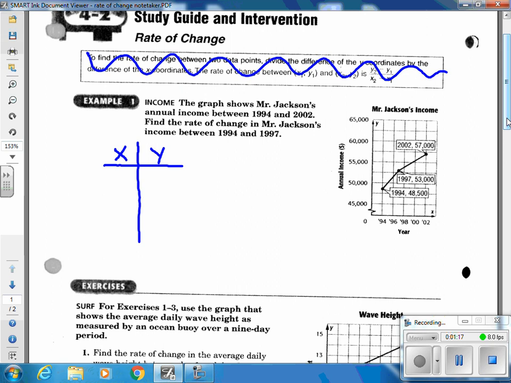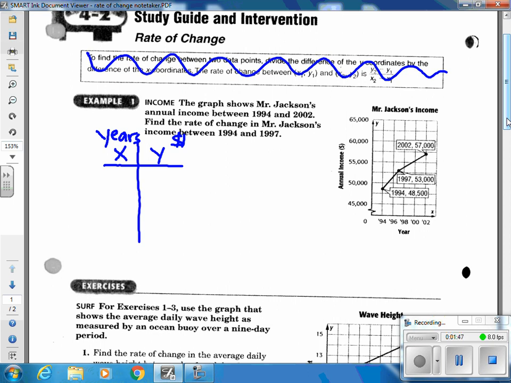So X is always time, and if you look on our graph over to the right, this is Mr. Jackson's income from the year 1994 all the way to 2002. Looking at the graph, the years are your X values, so above the X, go ahead and write the word years. For the Y values, your Y-axis is labeled annual income, which is basically the money he makes during those certain years. So the way we want to set this up is to set up a table and then use that table to help us do the math that we want to get an answer from.